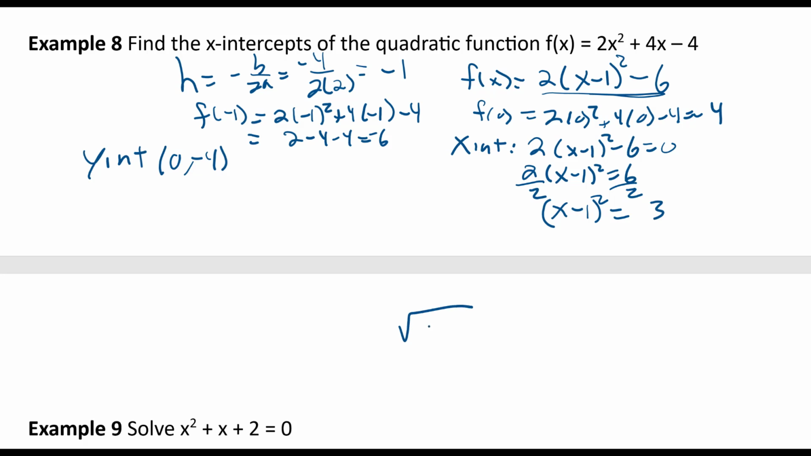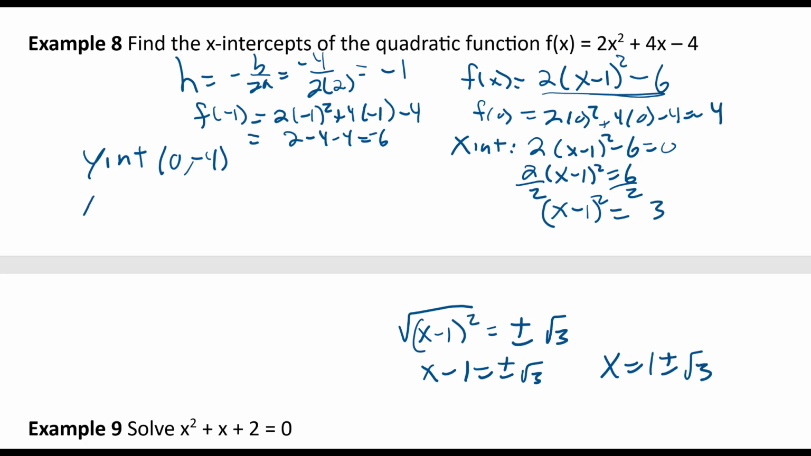the square root of (x minus 1) squared equals plus or minus the square root of 3. So x minus 1 equals plus or minus the square root of 3. So x equals 1 plus or minus the square root of 3. So our x-intercepts are going to be located at (1 plus the square root of 3, 0) and (1 minus the square root of 3, 0), because there's two of them.